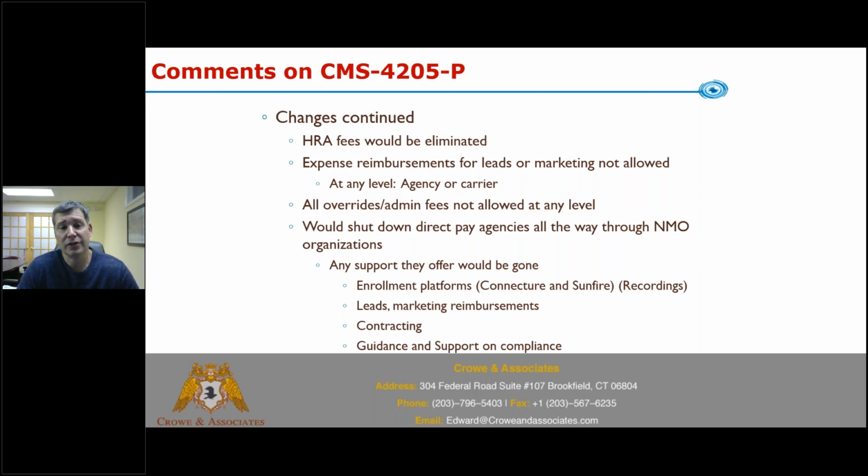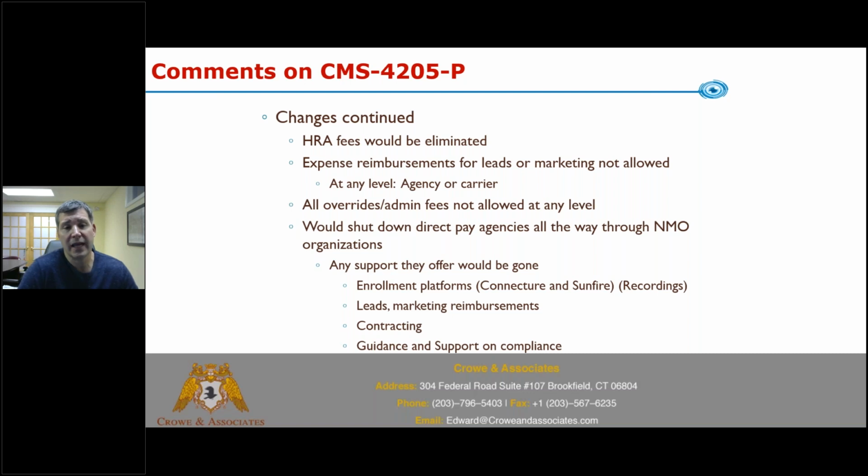And then the other parts of those, if you didn't have access to Connector and Sunfire, compliance things such as the recordings would also go away. Any reimbursements towards leads and marketing, probably the biggest one that people aren't talking about enough is contracting. Right now, a large majority of agents' and agencies' contracts are done by uplines. And if that went away, then the carriers would have to do that. And I don't think I'm going out on a limb to say that the carriers really aren't staffed at this point to handle that. We would see what they do. They would probably staff up, I would assume.